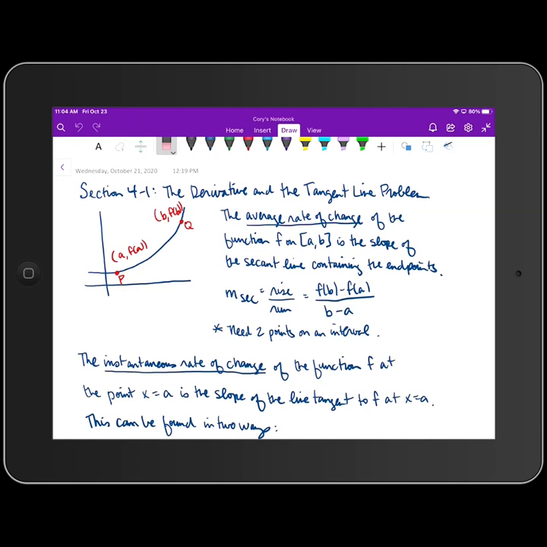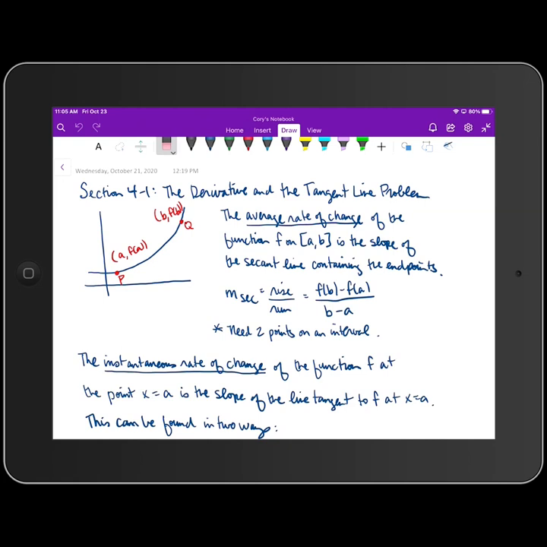And again, it's going to help you with your algebra skills when it comes to simplifying expressions, which is something that you're going to need once you start taking derivatives of complicated functions. Okay, so the first thing we want to get into is what's called the average rate of change. It says the average rate of change of the function f on the closed interval from a to b is the slope of the secant line containing the endpoints.